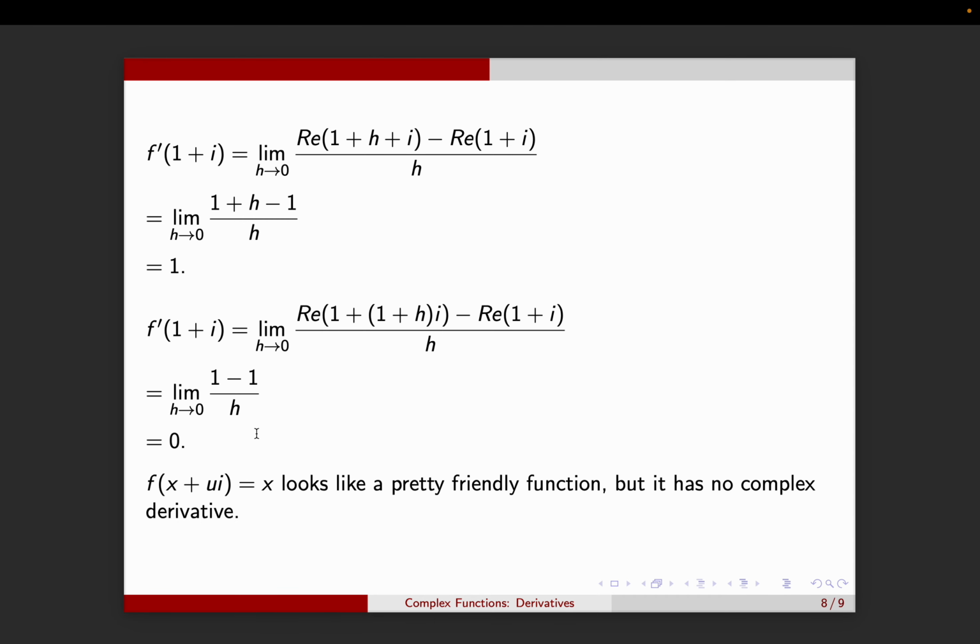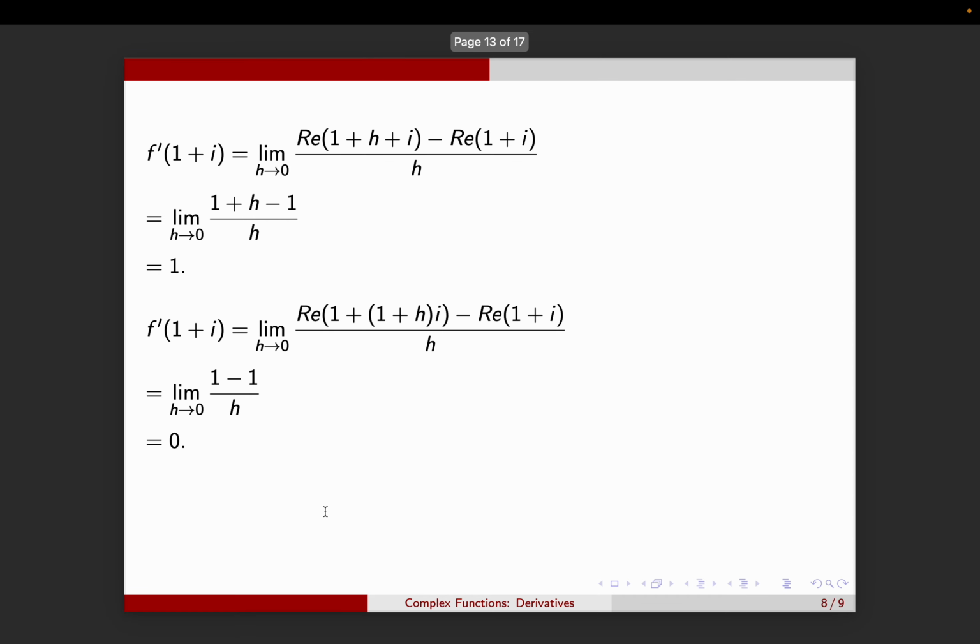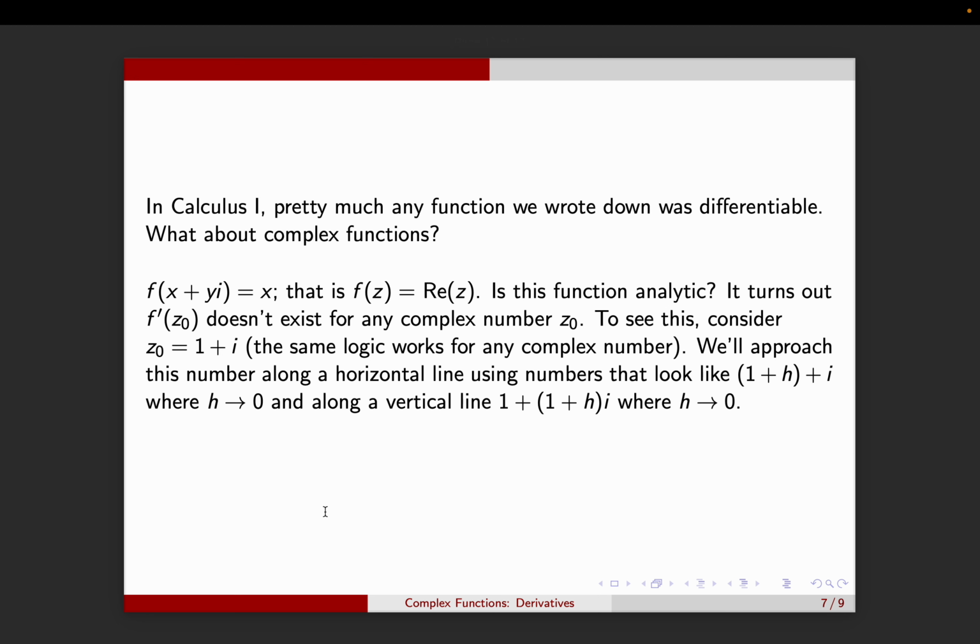So the punchline here is that this is about as friendly a function as you can imagine. And sorry, it's supposed to be a y here. So this is about as friendly a function as you can imagine, but it has no derivative, actually. So it's kind of nuts, right? Anyway, that's a pretty cute example.